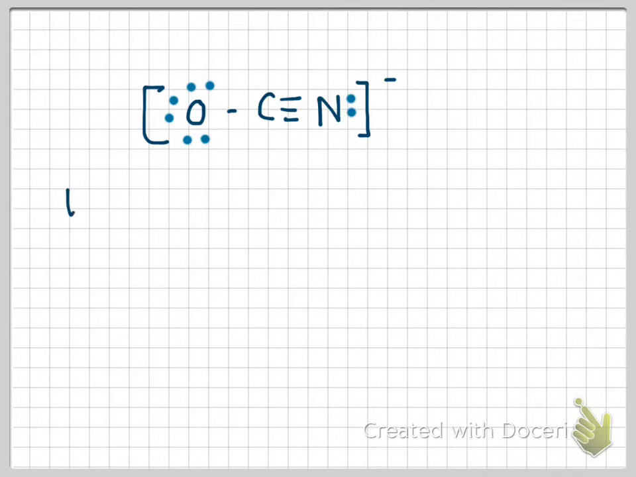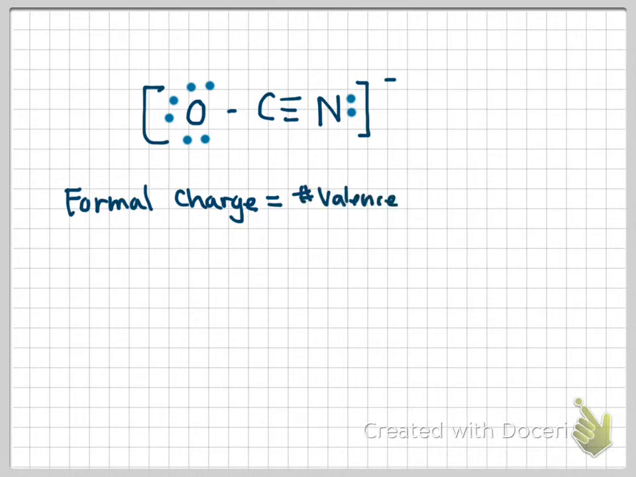So formal charge is defined for each individual atom in my structure. It is defined as the number of valence electrons on the atom minus the number of bonds attached to that atom minus the number of lone electrons.